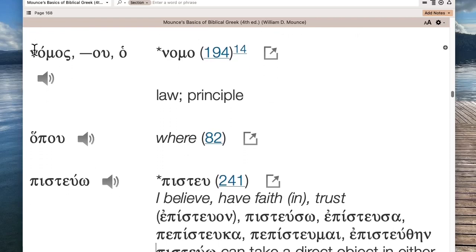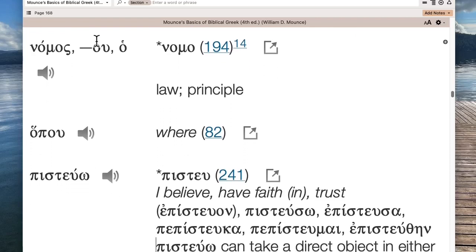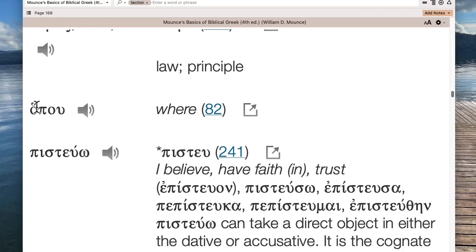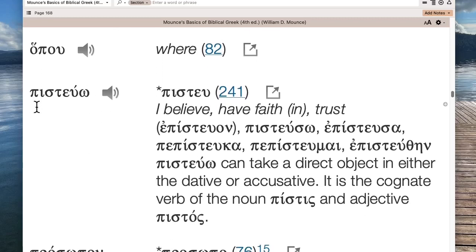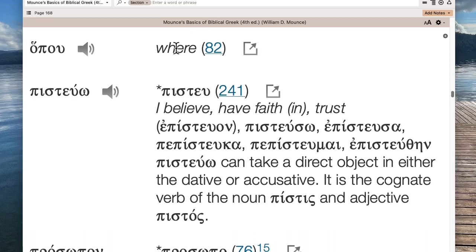Now we go to a noun. Maybe you know nomos. Nomos. You can see with the ho here, it's a second declension noun. Nomos. Nomou would be of law. And ho is our definite article. Law or principle. Nomos is the most common translation of the Hebrew word Torah. Nomos. Next we have hopou. Hopou just simply means where.